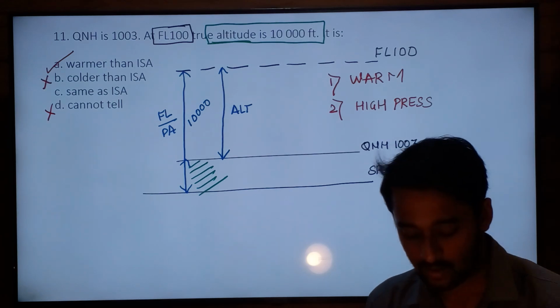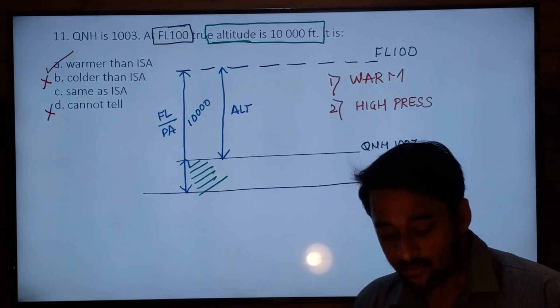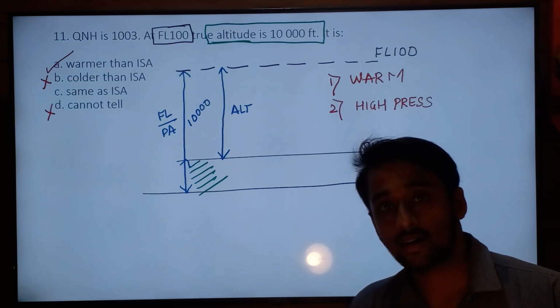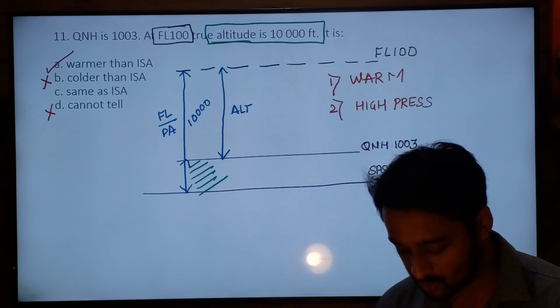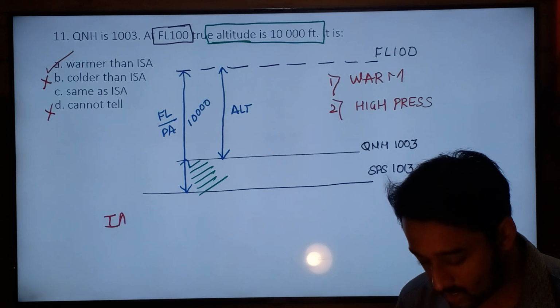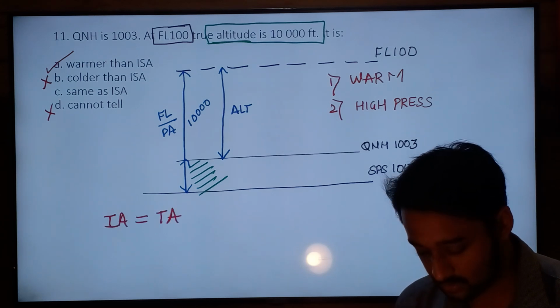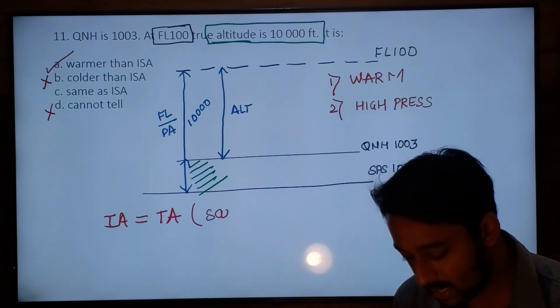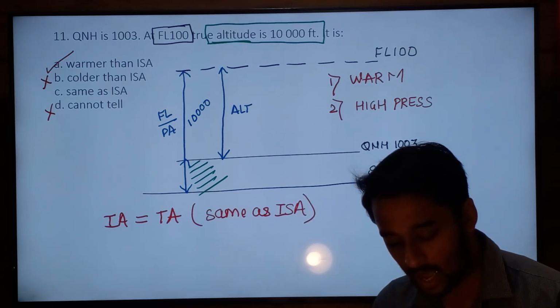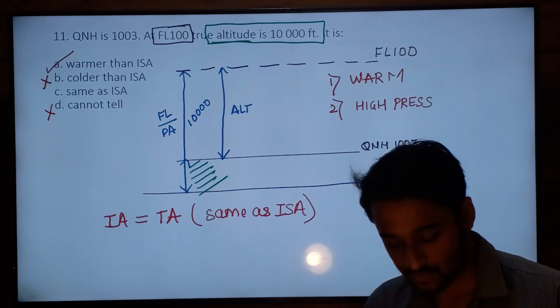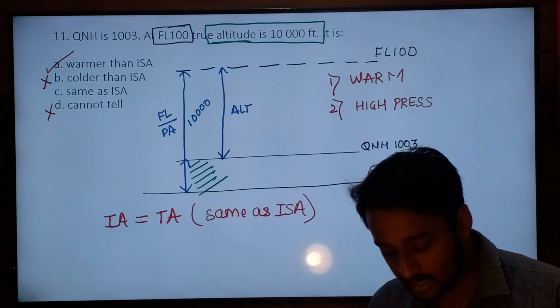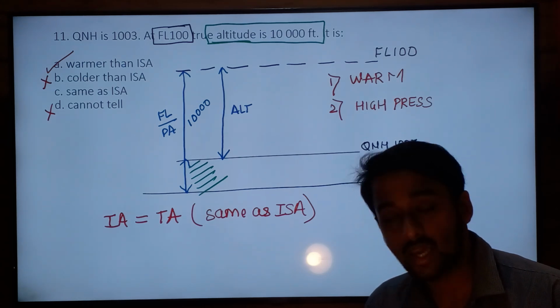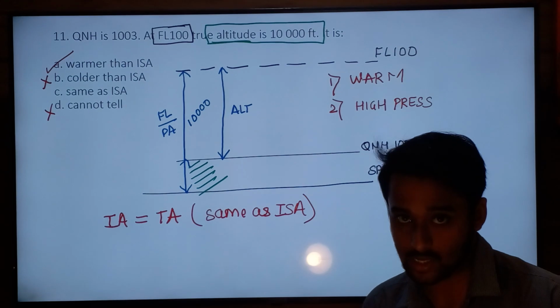Bravo is eliminated. Now see, the level you are flying, the indicated altitude, which is 10,000 feet. If indicated altitude is equal to your true altitude, that means we can say we are at ISA conditions. Okay, we are at ISA conditions. Correct? But looking at the QNH, which is 1003 given to us.